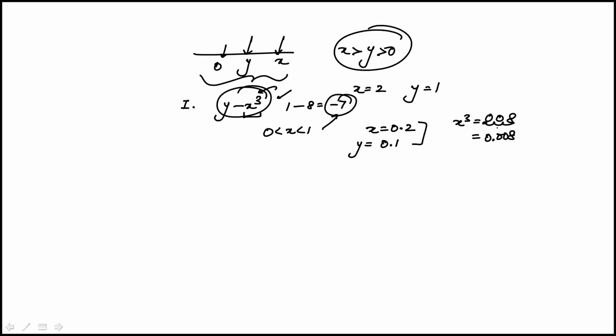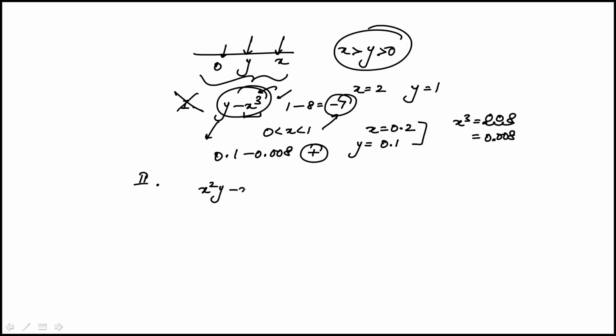Let me just make sure. So y minus x cubed here will actually be positive. So that negates that, because it must be negative, so we know 1 is out.